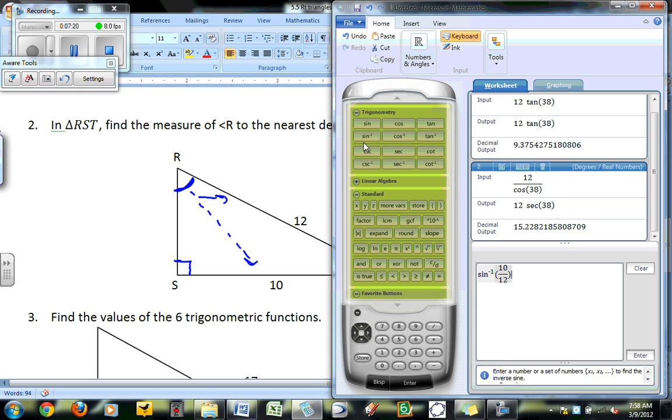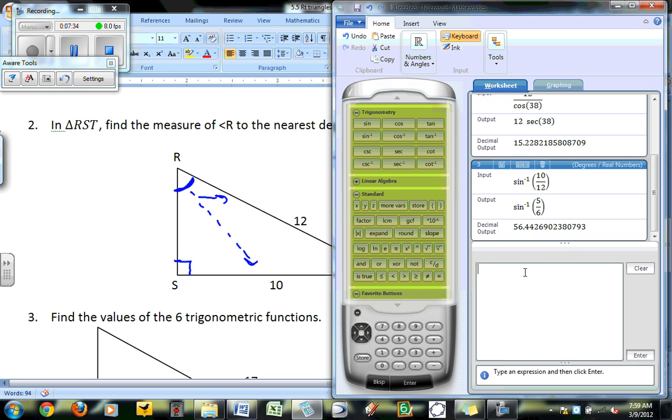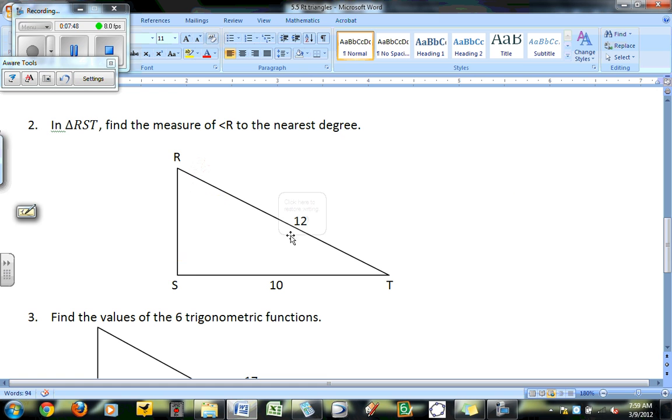Anytime we're looking for an angle, we are going to use a sine inverse, cosine inverse, or tangent inverse. We're going to use the inverse button when we're looking for an angle. When we're looking for side lengths, we're going to be using just the sine, cosine, and tangent. All right. So this -1 up here means that it's the inverse. If I hit enter here, that tells me that it's 56.4 degrees. So the angle R is 56.4 degrees. And then from that, we can figure out the rest of the triangle as well. Okay.